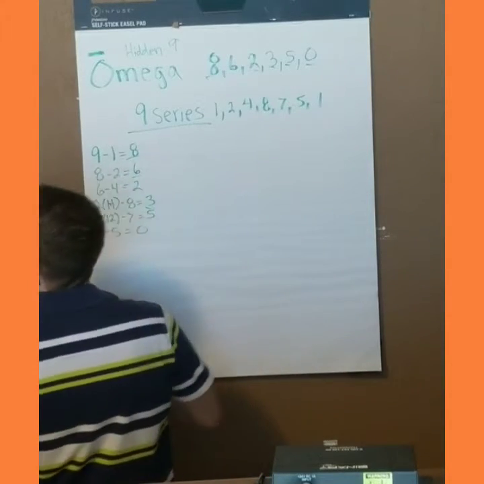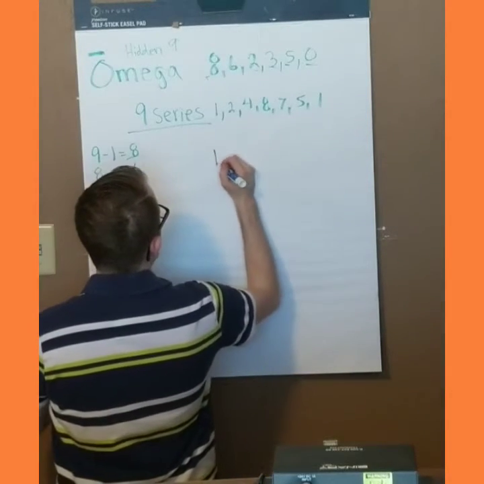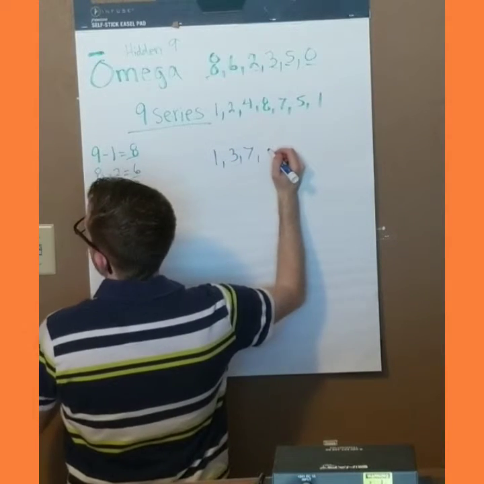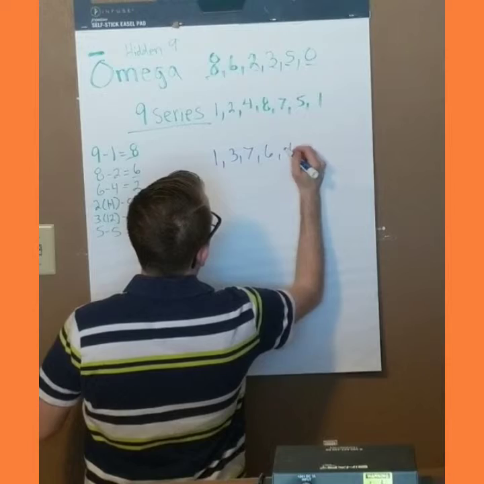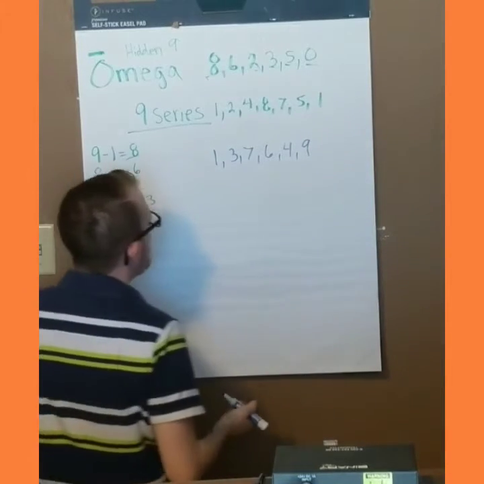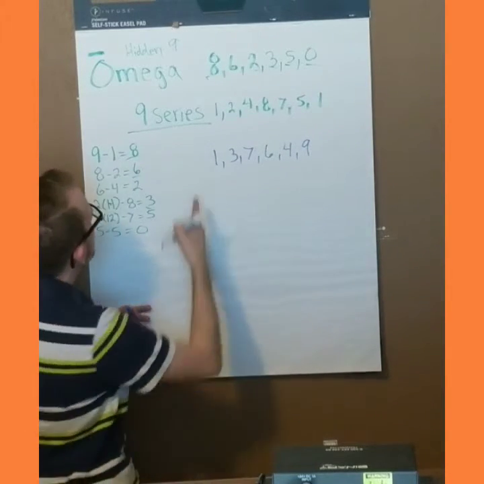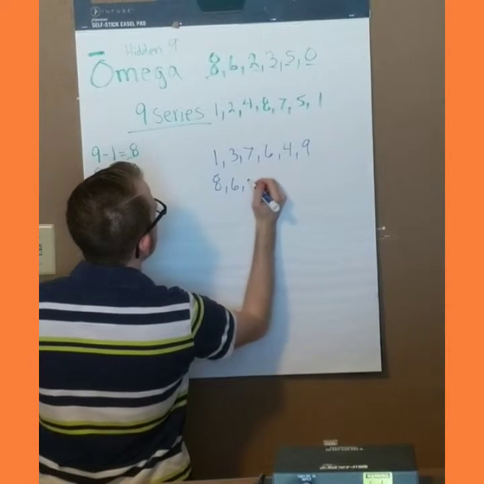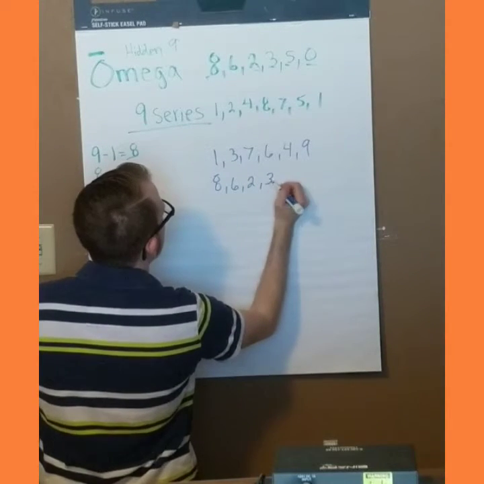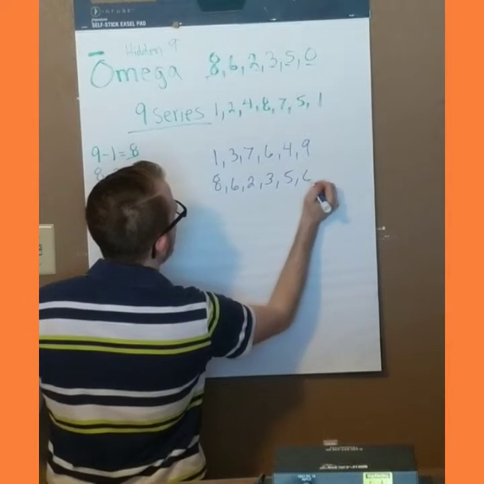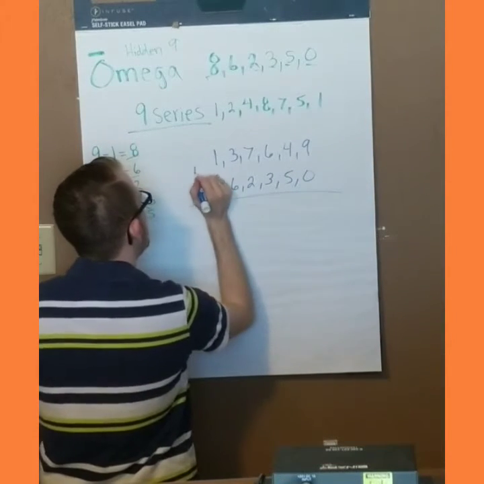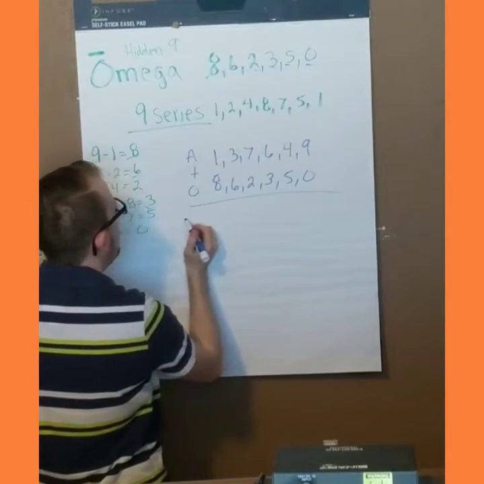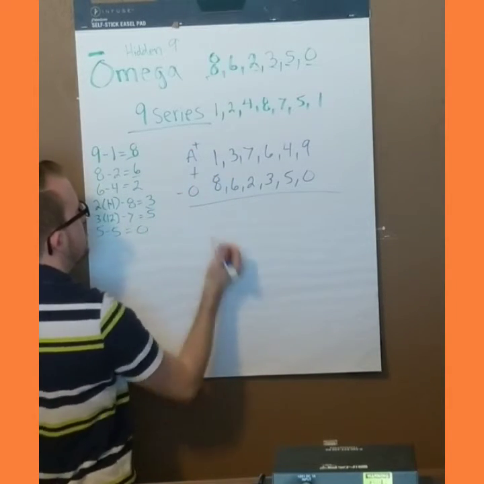Alright? So let's go ahead and take our alpha, which is 1, 3, 7, 6, 4, and 9. Okay? Let's also go ahead and take our omega, which is 8, 6, 2, 3, 5, and 0. And if you haven't seen it yet, just wait. It gets awesome. Alright, this is your alpha, this is your omega, this is your plus, this is your negative.